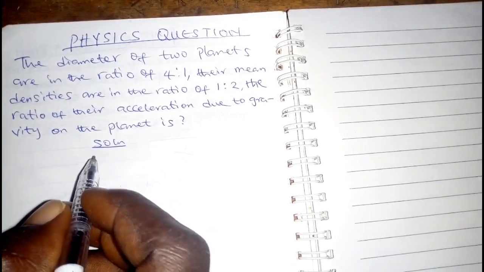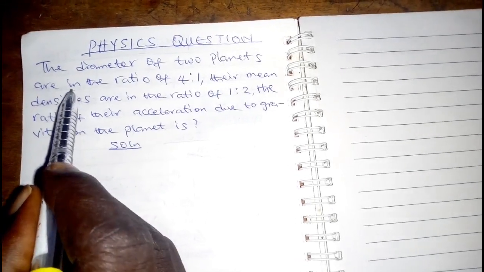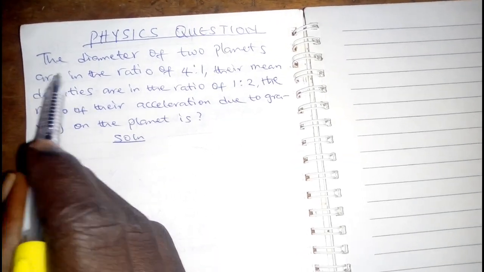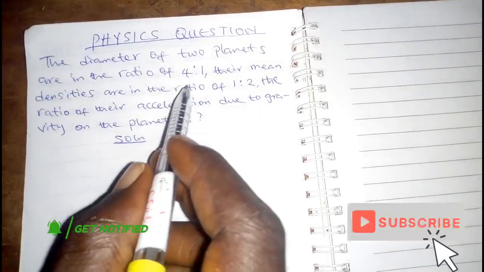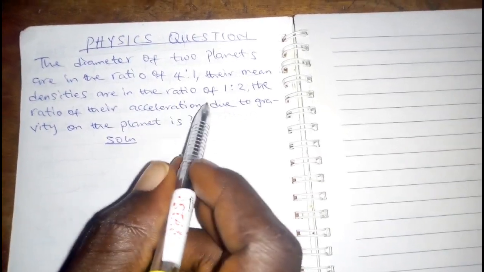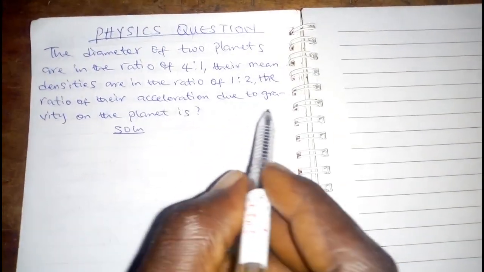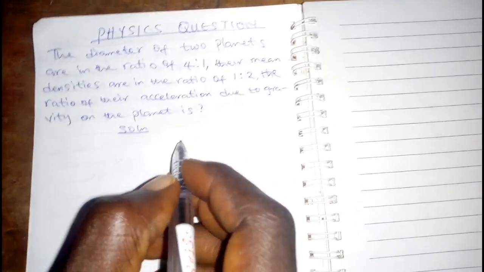We are going to solve a question on physics, which is: the diameters of two planets are in the ratio of 4 to 1. Their mean densities are in the ratio of 1 to 2. The ratio of their acceleration due to gravity on the planets is?